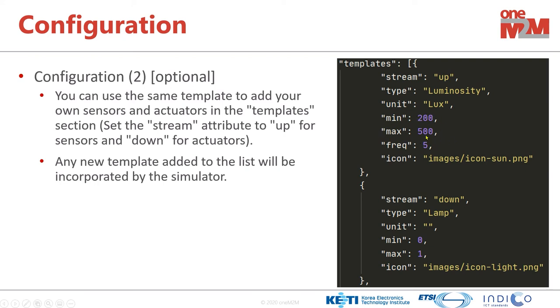And there's the range for the min value and max value, and the frequency, which is the periodicity that I explained just before. And of course, there will be a button or an icon on the UI, so you will indicate where the icon is. For example, this is the actuator, and the name of the type is lamp, with min value and max value, since that is basically a toggle between 0 and 1. And the icon that you prepared to use as a lamp.